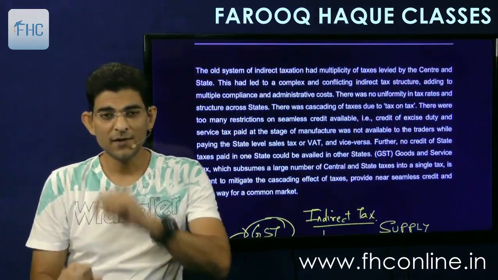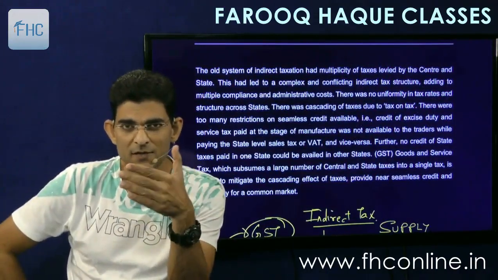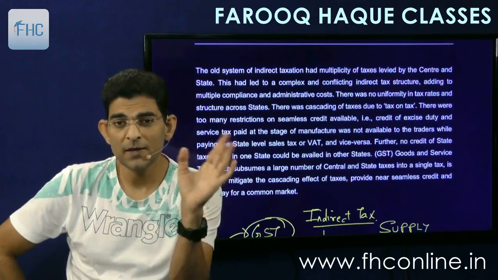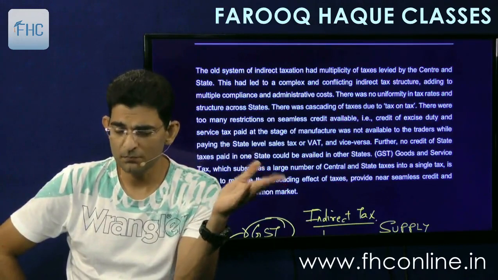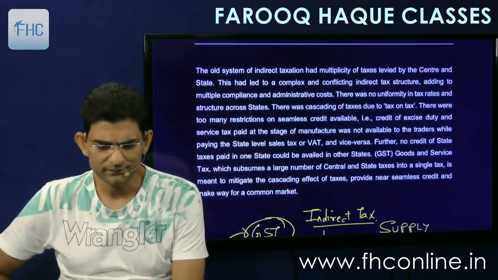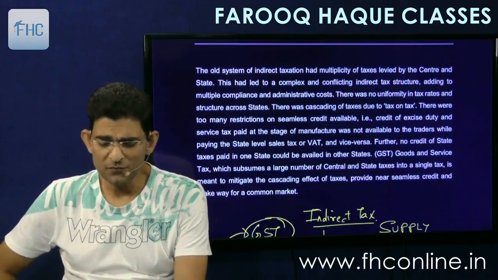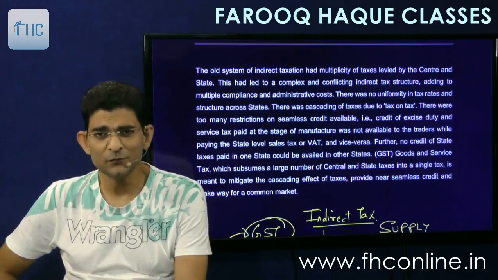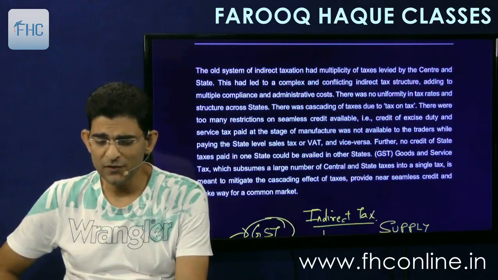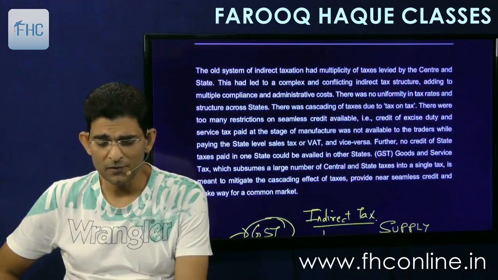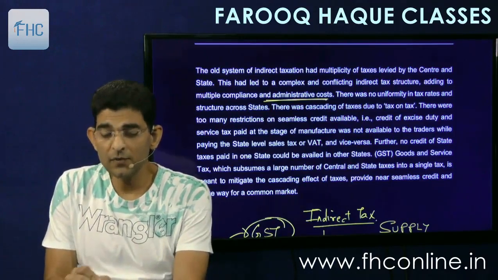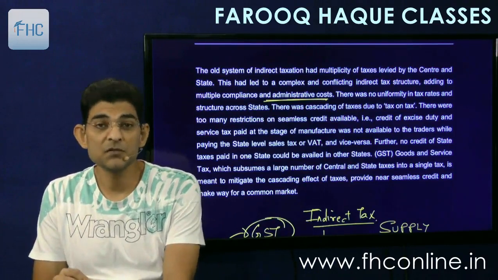Then there is another important point I'll have to explain, and that is the concept of the credit system, the tax credit system. But I'll explain it after some moments. So let's see. The old system of indirect taxation had multiplicity of taxes levied by the center and state. This had led to a complex and conflicting indirect tax structure, adding to multiple compliance and administrative costs. You had to incur different compliance and administrative costs.